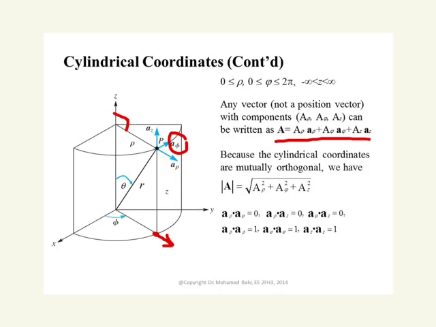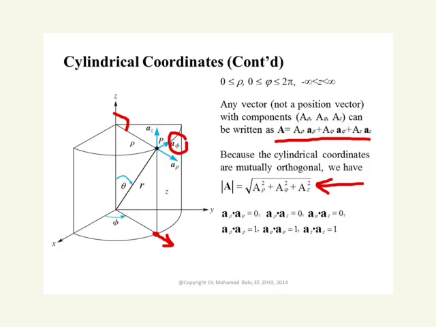Now, if you want to get the magnitude of the vector, as I explained earlier for Cartesian coordinates, because these are orthogonal coordinate systems, the modulus of the vector is the square root of the sum of the squares of its three components. So if you have an electric field, it can have a rho, a phi, a z component. Its strength, how strong it is at one point, is equal to the square root of the sum of the squares of all its components.